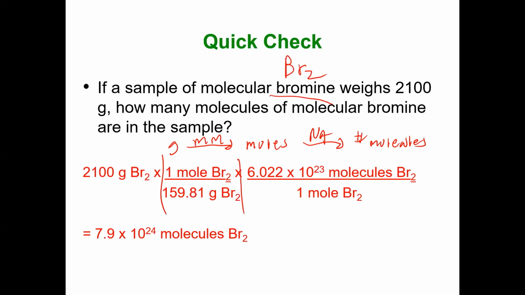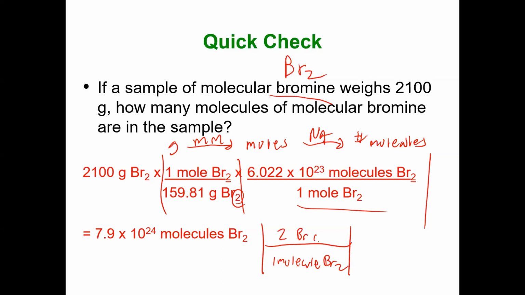So there's the molar mass of bromine, and you have to make sure you use the correct molar mass because it's a diatomic. And then there's Avogadro's number in the second conversion factor. And again, what could I do? I can convert this to bromine atoms instead. I could say in 1 molecule of Br2, the diatomic element, there's 2 bromine atoms. This problem didn't ask that, but I'm showing you, you have that flexibility.